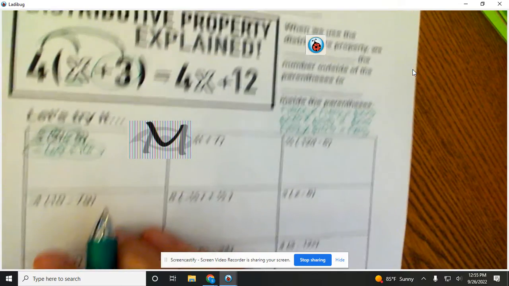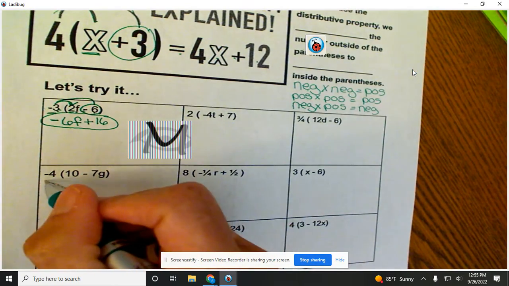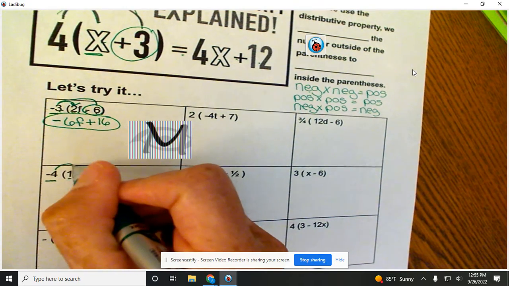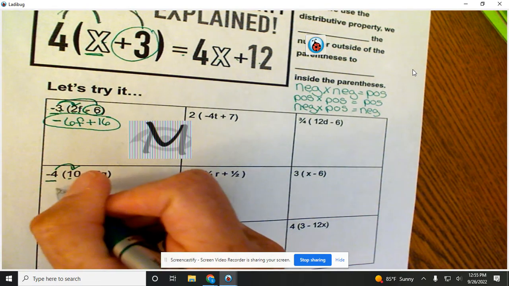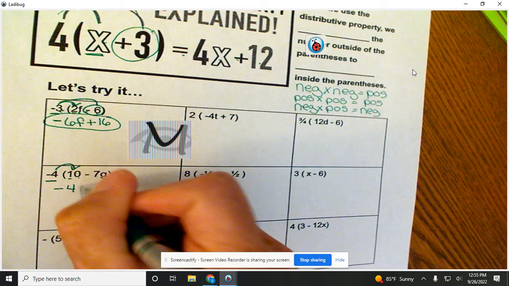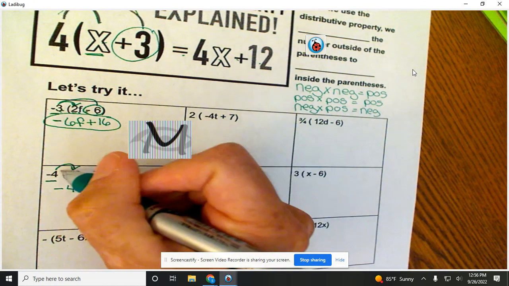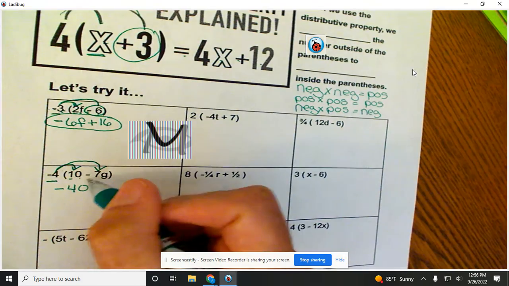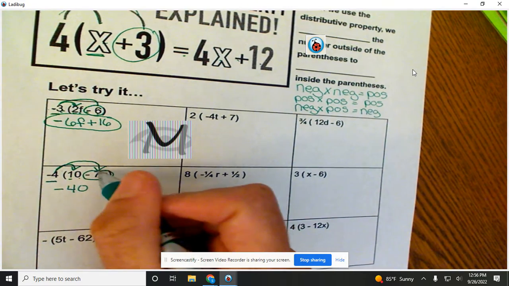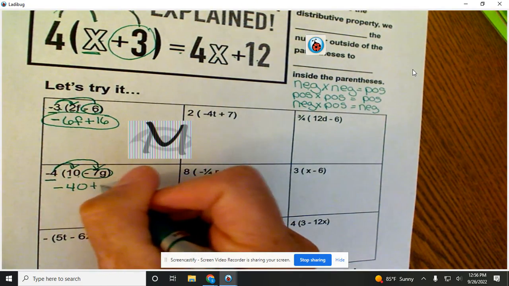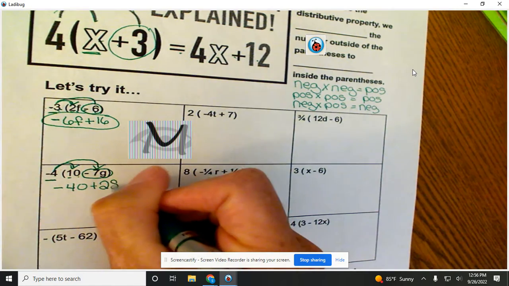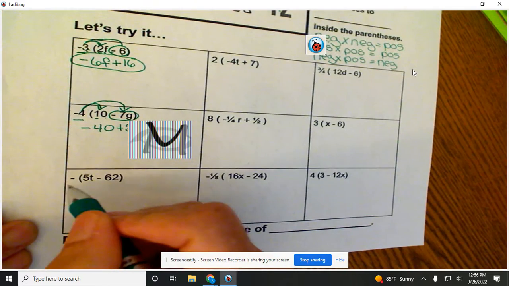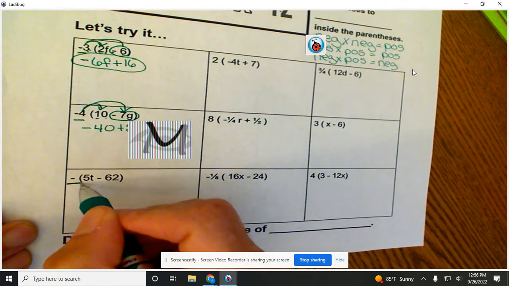Now, if we go over here, we've got a negative 4 and a positive 10. So we do our negative 4 times our positive 10, and it gives us a negative 40. So once again, when we look over here, we've got a negative 4 multiplied by a negative 7g, and that's going to give us a positive 28g.